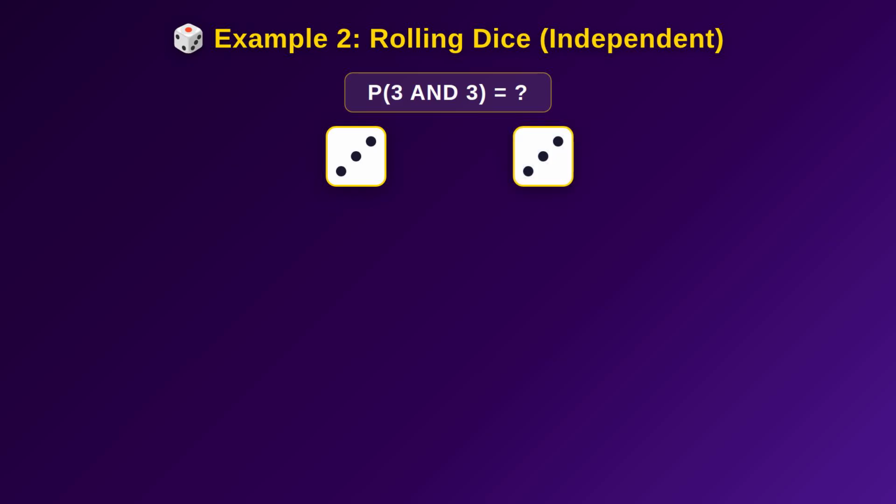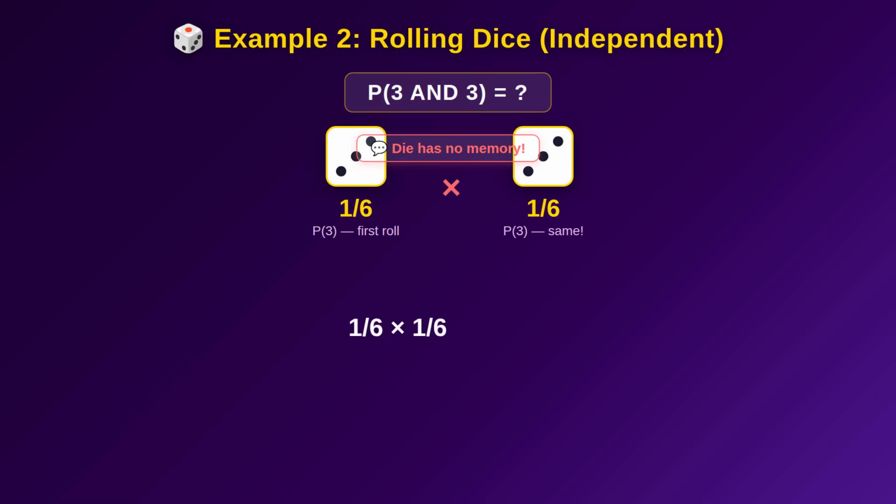Maya tries the next problem. She rolls a 6-sided die twice. What's the probability of rolling a 3 both times? On the first roll, there are 6 possible outcomes, and only one is a 3. So P of rolling a 3 equals 1/6.